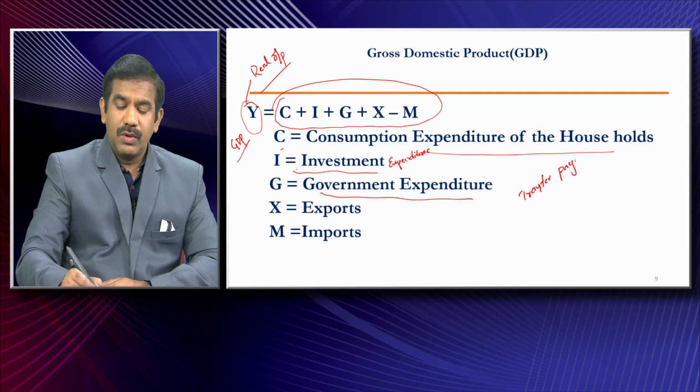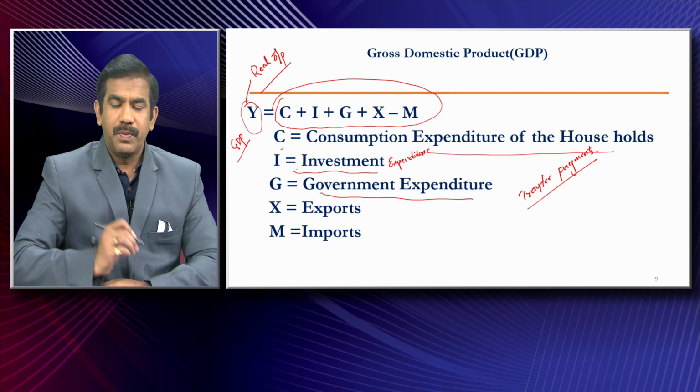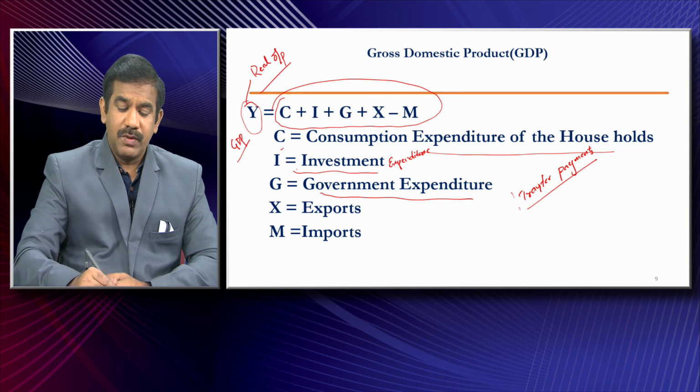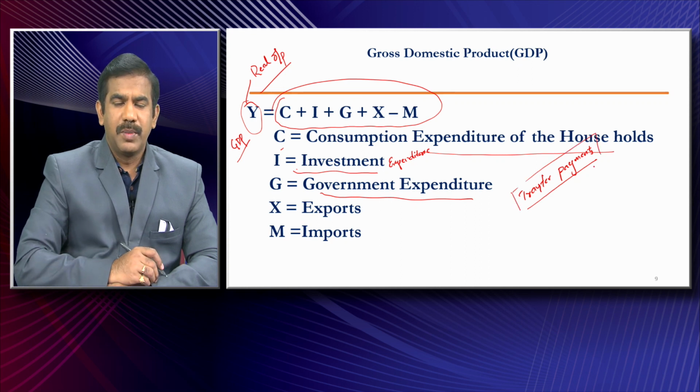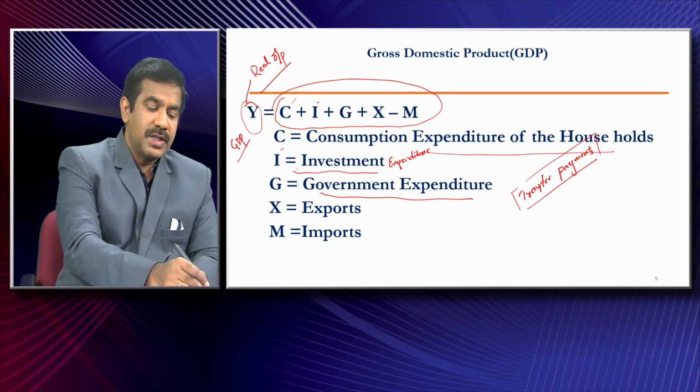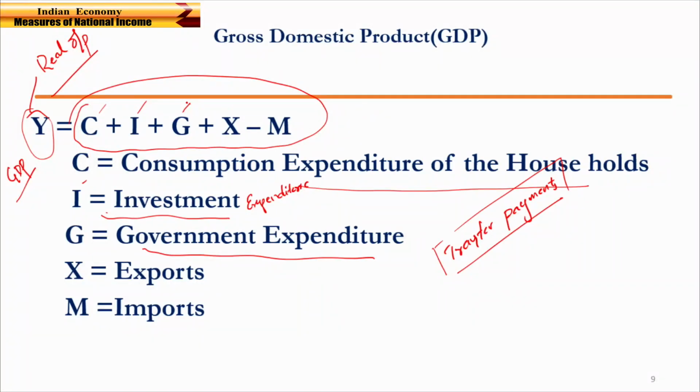And then we know something called transfer payments, payments made to the citizens without any quid pro quo, like scholarships to students, pensions for the disabled, old age people, widow pensions, and all such payments are generally what we refer to as transfer payments. So after summing up the consumption expenditure, investment expenditure, and government expenditure, to that we add the exports. When I say X, it stands for exports.